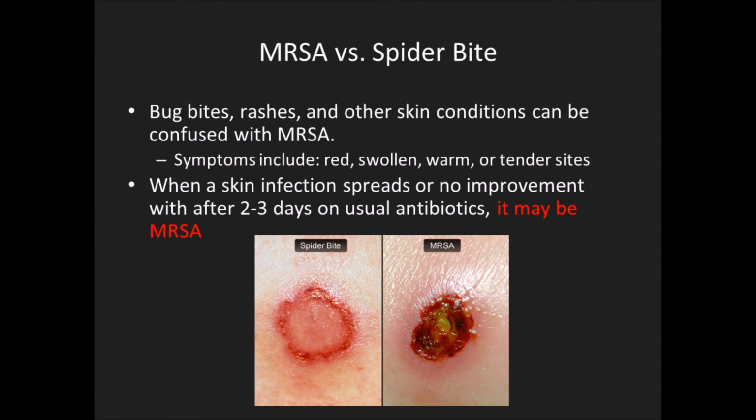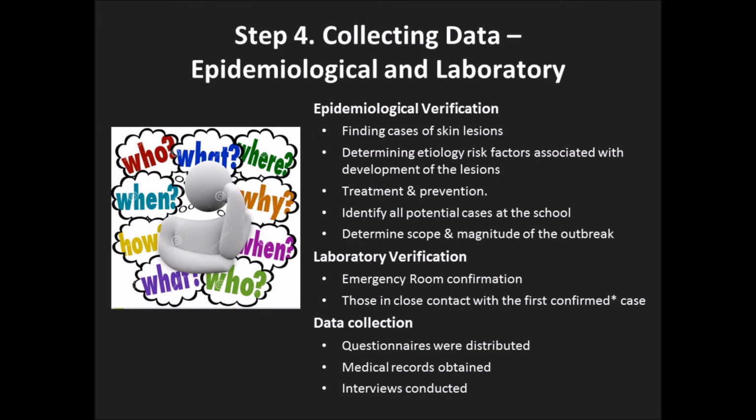Staph skin infections cause a red, swollen, and painful area on the skin, including drainage of pus and other fluids. Oftentimes, MRSA can be confused to be a bug bite, rash, or other skin condition. Symptoms of MRSA are red, swollen, warm, or tender sites. When a skin infection spreads, or there is no improvement after 2 to 3 days on usual antibiotics, it may be MRSA.